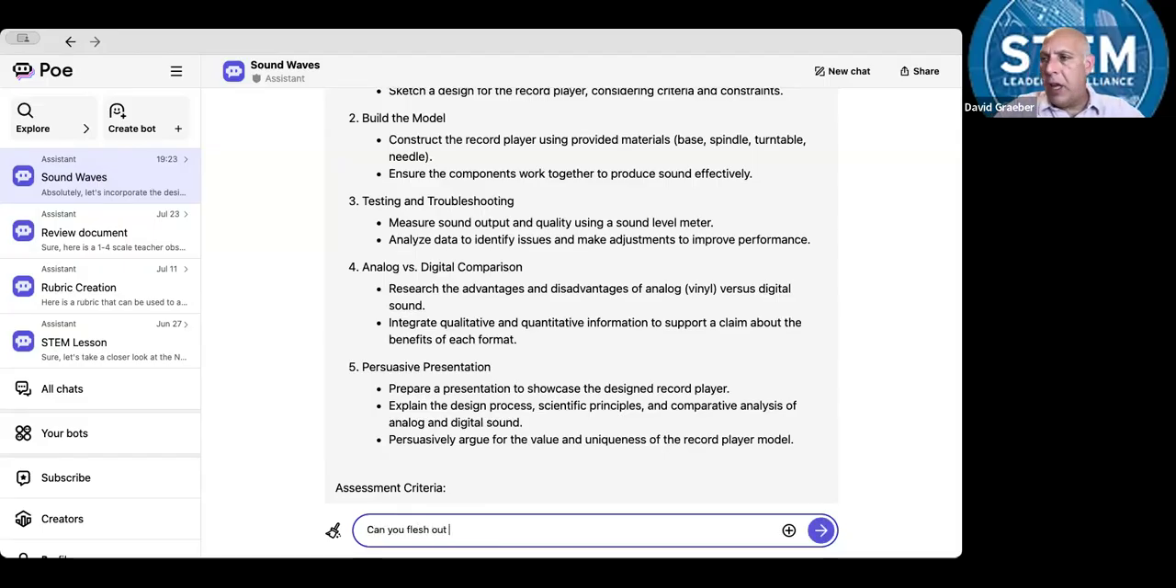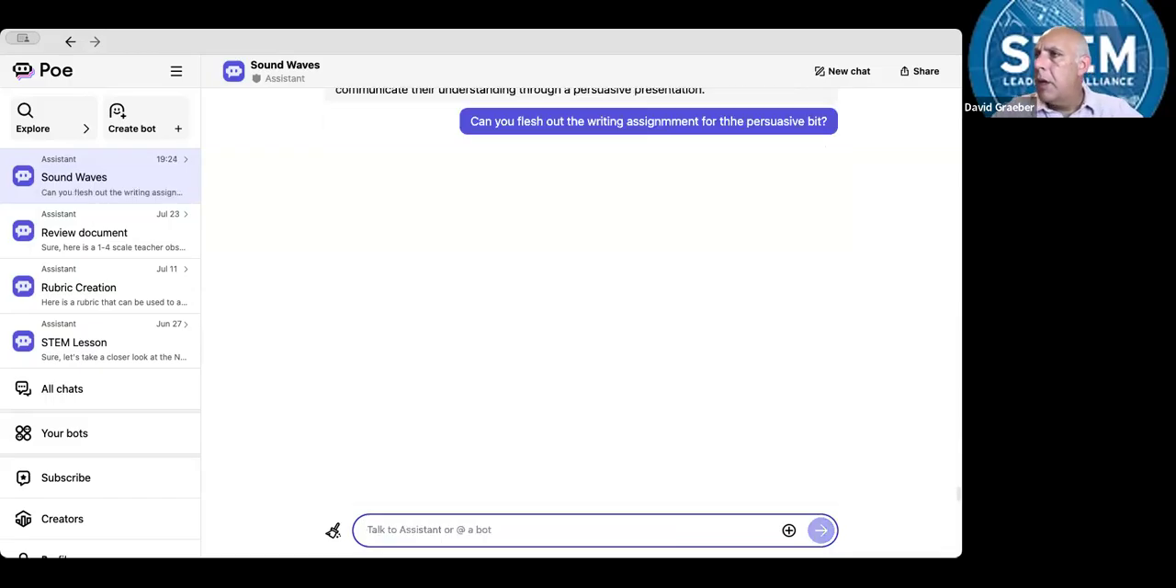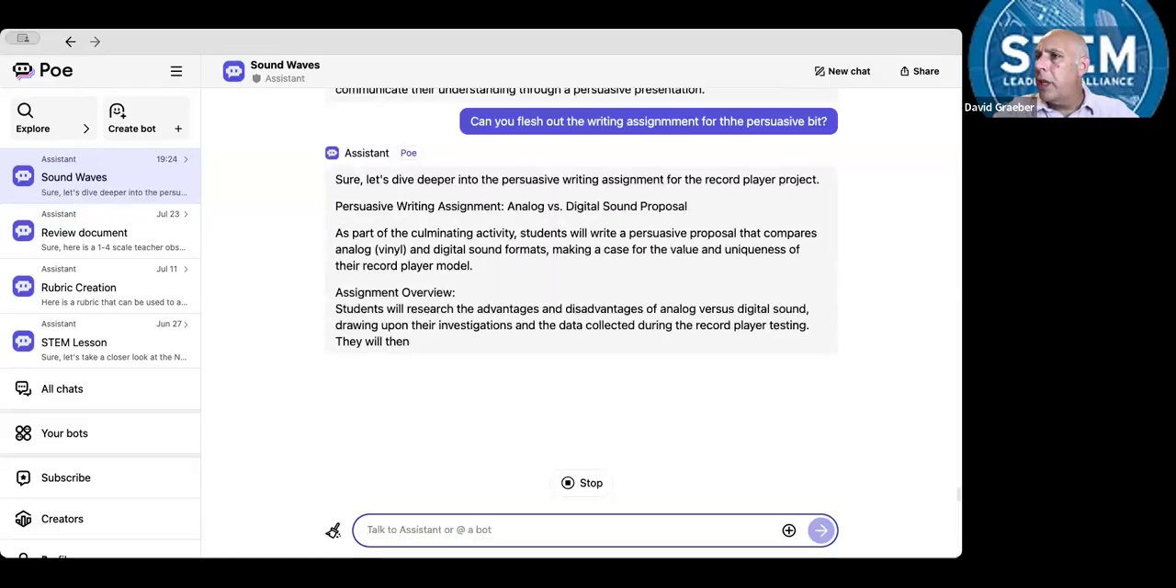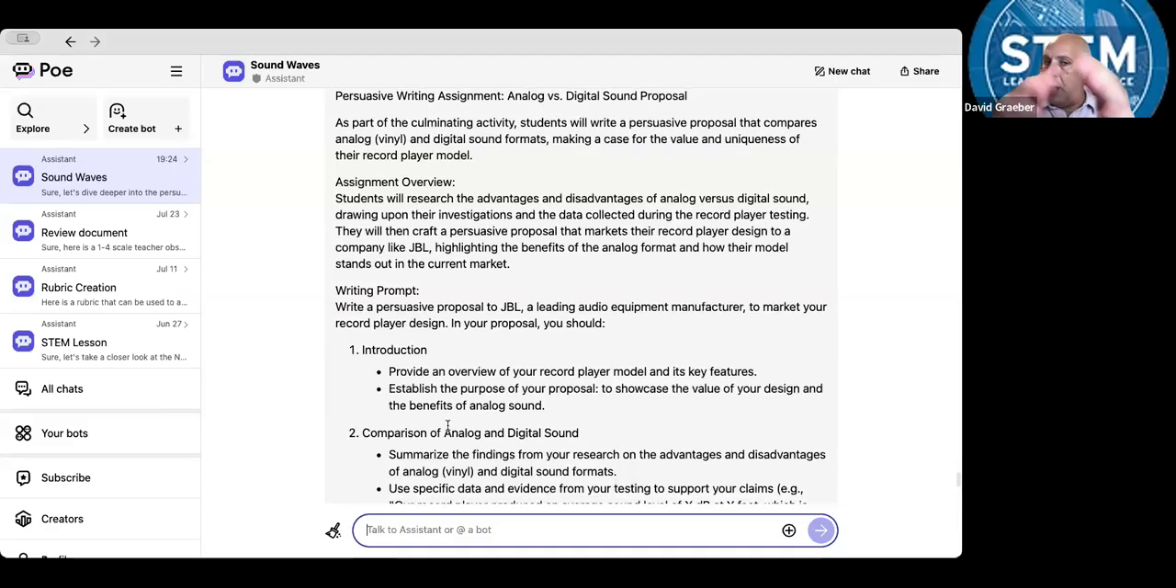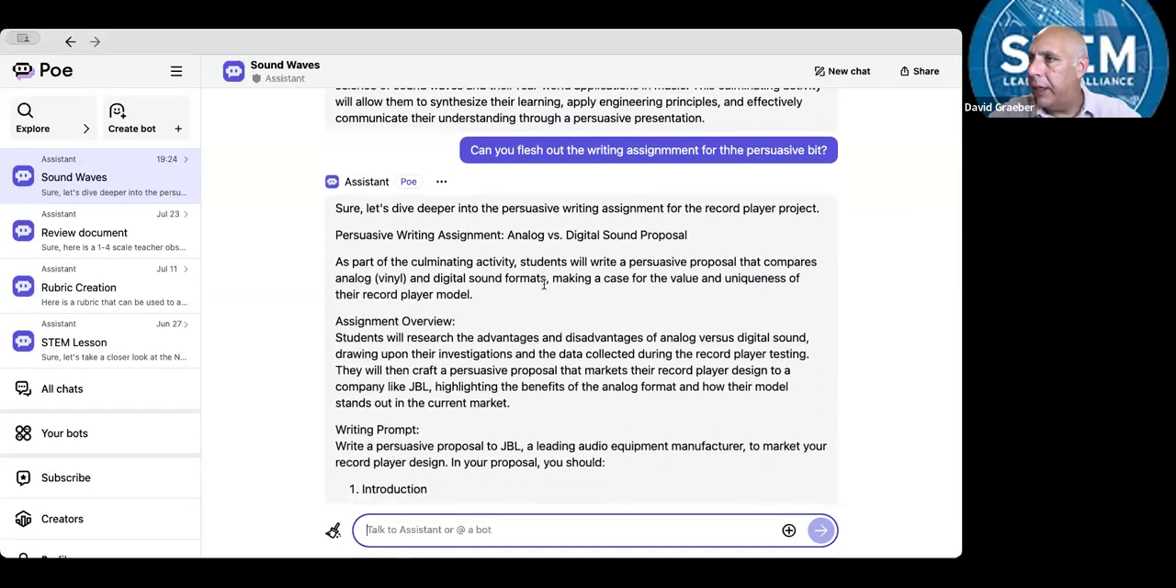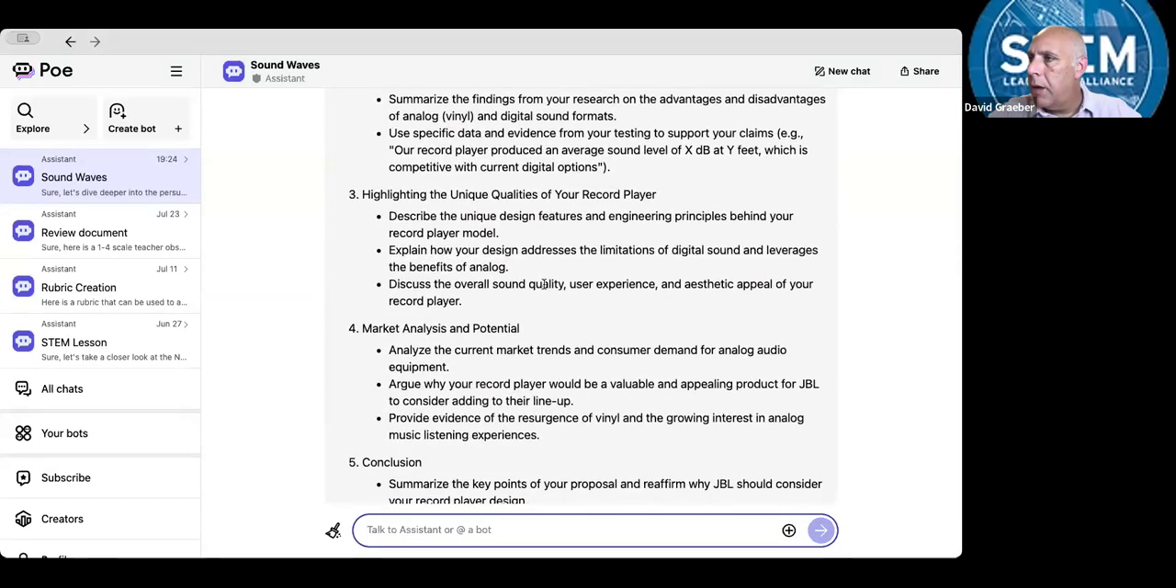Can you flesh out the writing assignment for the persuasive bit? Sure, let's dive deeper. Students will do research. So I can see I'm building out my unit of study just by asking AI to help me extrapolate, right?